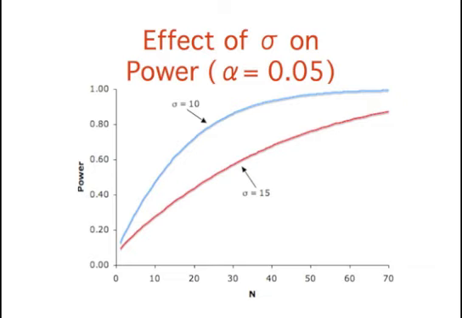This figure also shows that the smaller the standard deviation, the higher the power. For all values of n, power is higher for the standard deviation of 10 than for the standard deviation of 15. Experimenters can sometimes control the standard deviation by sampling from a homogeneous population of subjects, by reducing random measurement error, and/or by making sure the experimental procedures are applied very consistently.